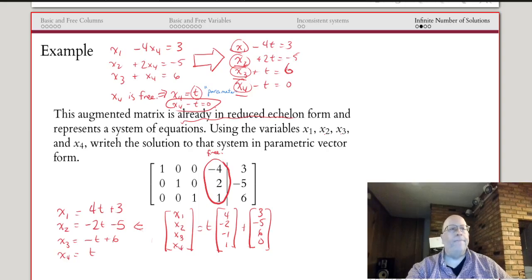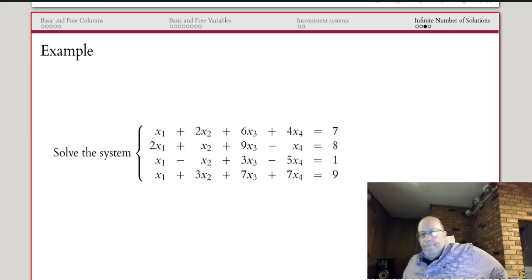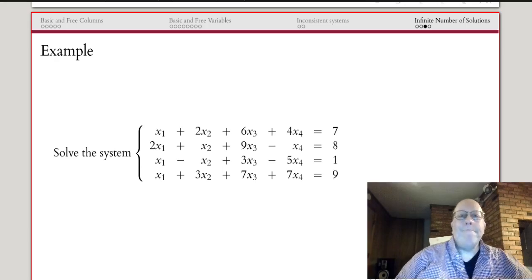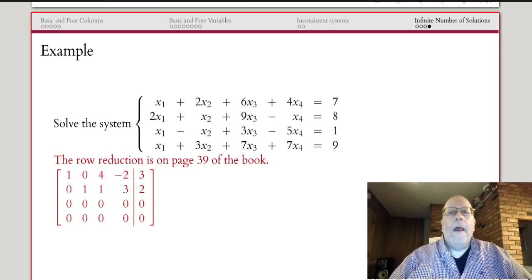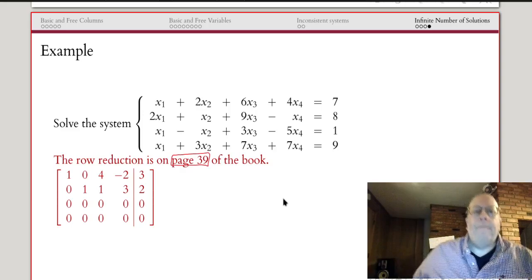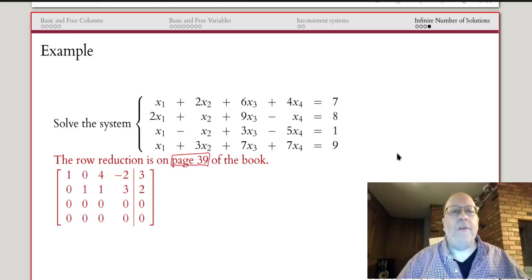Let's try another example. Let's try this system here. A lot of variables here. In the interest of time, I'm not going to do the row reduction in the video, but it is on page 39 of the book. And so you can look up the row reduction steps yourself.